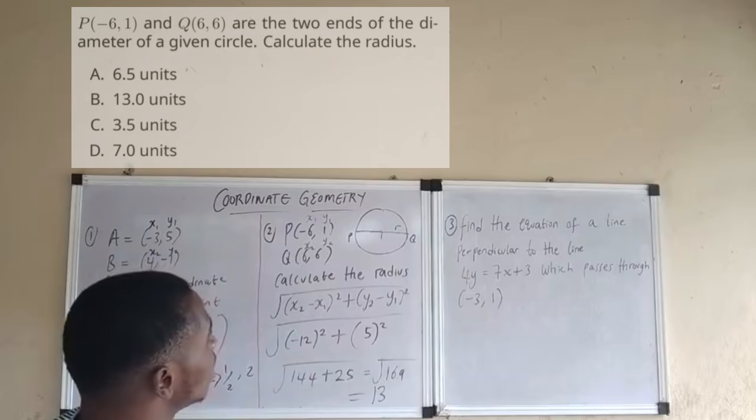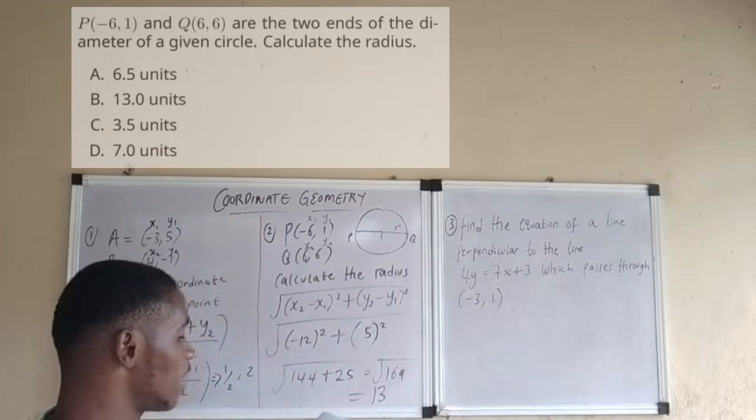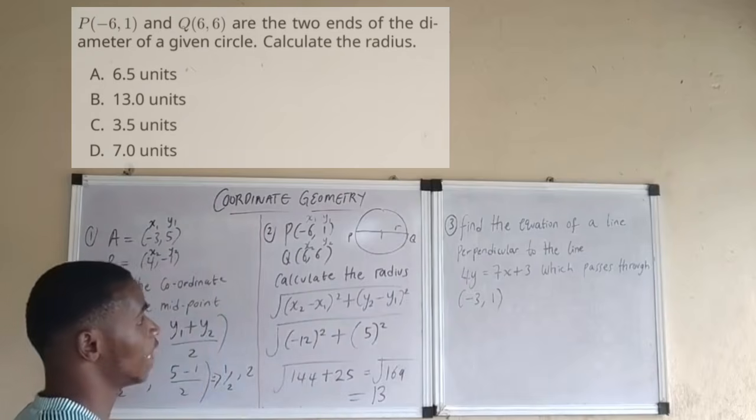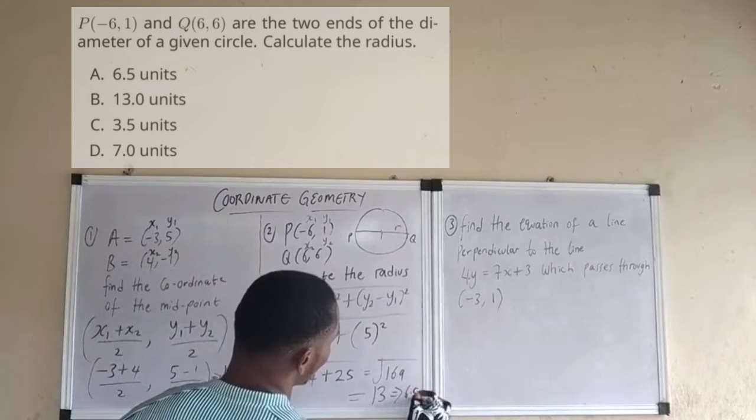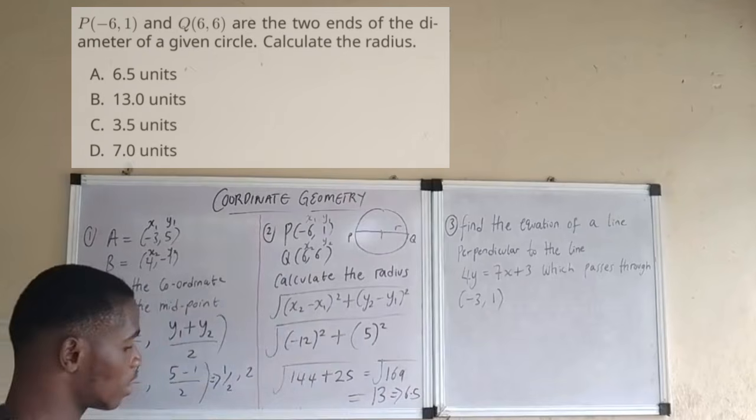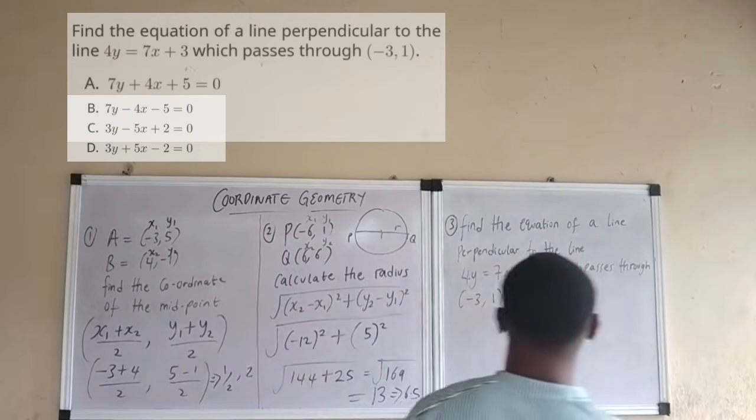So how do we get the midpoint? We divide 13 by 2. Do you understand? And dividing 13 by 2 is going to give you 6.5. So the correct answer to this question is 6.5 units. You understand? And that's option A. Okay. Now let's move on to the next question.